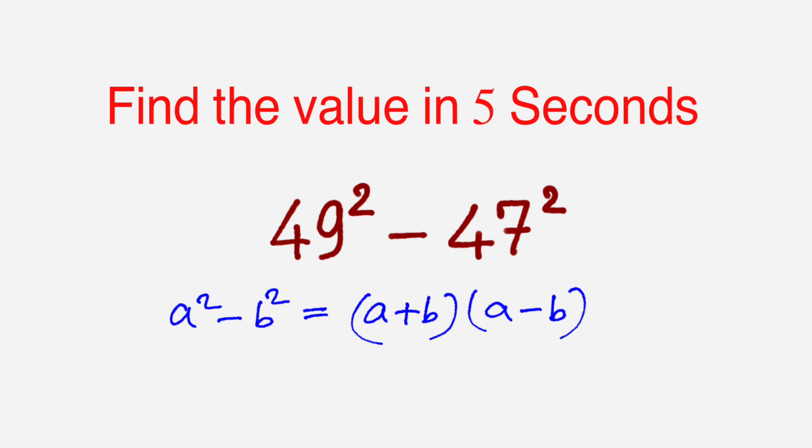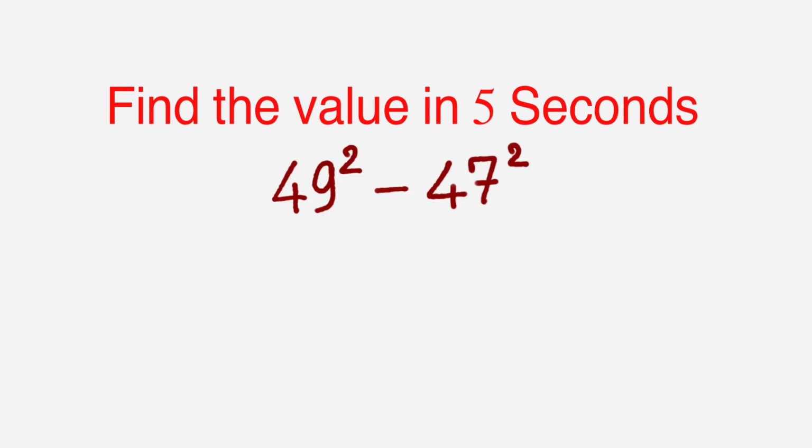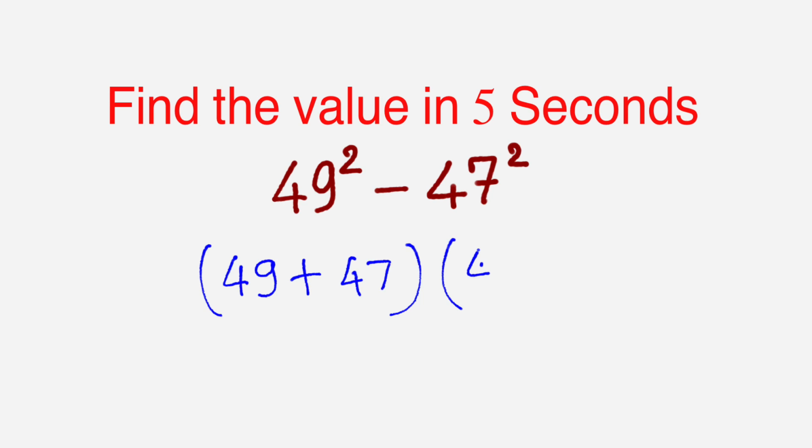You don't have to find the square of 49 and then find the square of 47 and subtract it. All we have to do is to apply this formula and consider 49 as A and 47 as B. So we can write 49 plus 47 and then in bracket 49 minus 47.